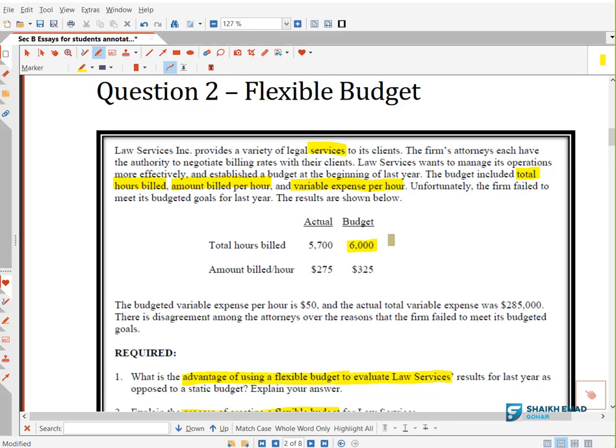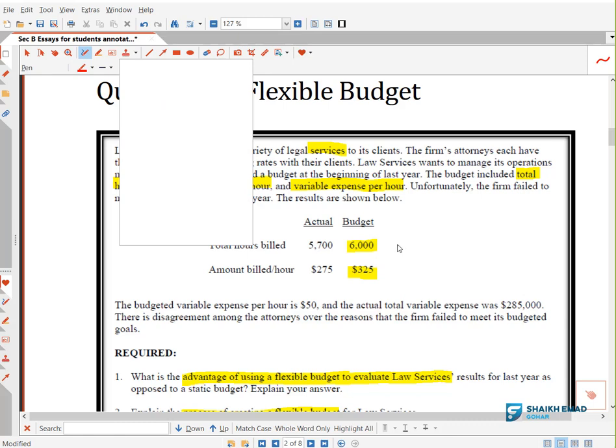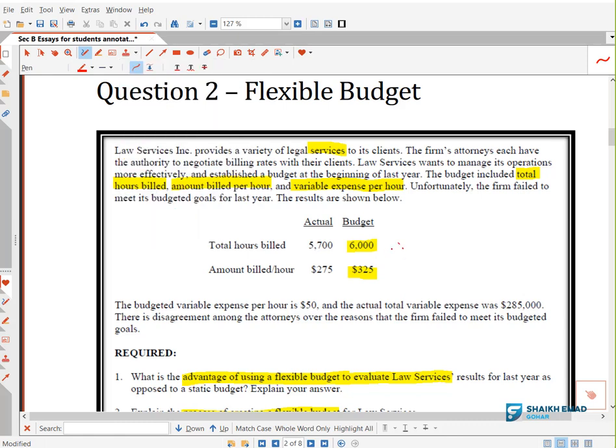Getting this is volume. What is this? Volume, right? What about the amount billed per hour? This is the price, right? This is the price. So 325. They thought they will charge how much? 325. But actually how much they were able to charge? Only 275. Getting the story, everyone?